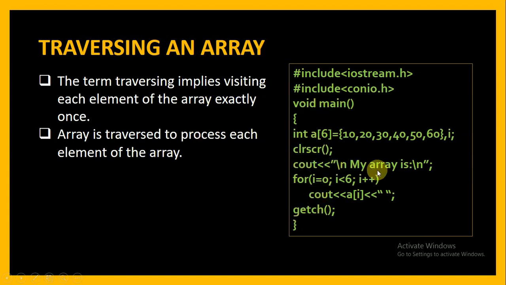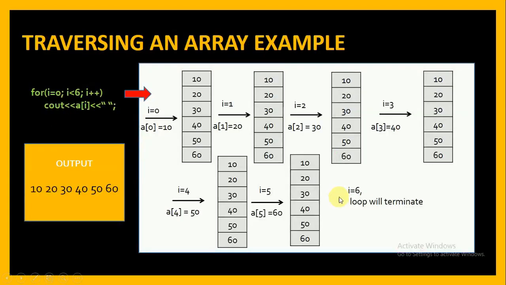Now I'm displaying my array on the screen, and then this is the for loop: for i is equal to 0, i less than 6, i plus plus. I'm displaying each and every element of the array. Let us see how this loop works. So this is my loop: i is equal to 0, i less than 6, i plus plus.